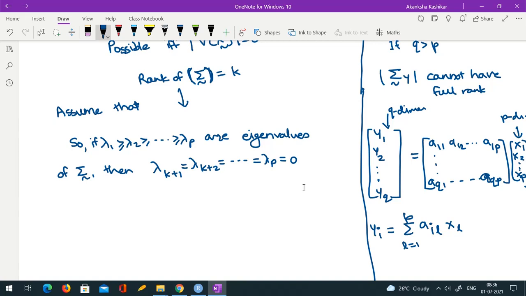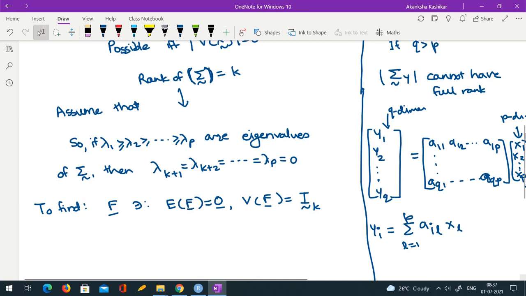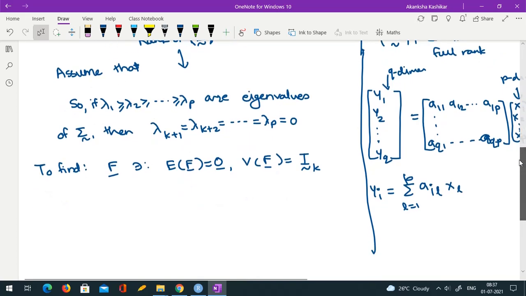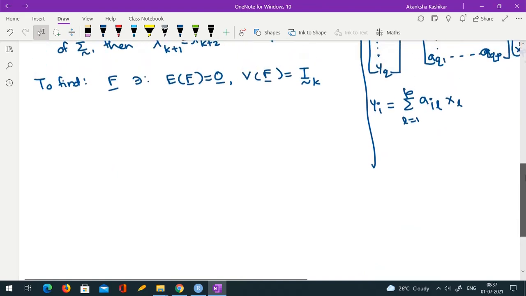Okay, so let us try to use this now, to see if we get what we want. What we want is to find a vector f such that the expectation of f is a zero vector and the variance covariance matrix of f is the identity matrix of order k. So we want the factors to be scaled, and not just scaled, we want them to be uncorrelated with each other. Is it okay? Because that simplifies our life to a great extent.